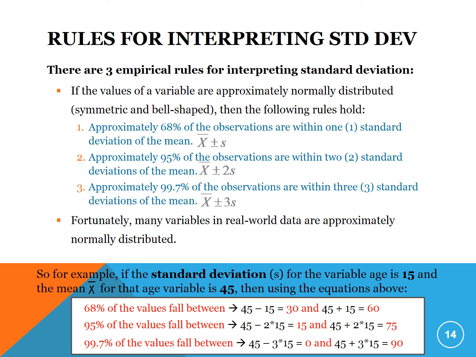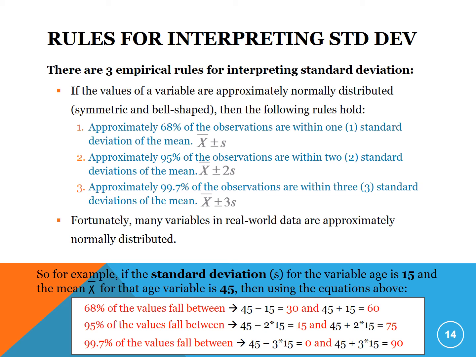95% of our data falls between 15 years old and 75 years old. What we did is 45 minus 2 times 15. 2 times 15 is 30. So 45 minus 30 gives us 15. 45 plus 30 gives us 75. So 95% of our data falls within a 60-year range, 15 and 75, right? 75 minus 15 gives us a 60-year range.